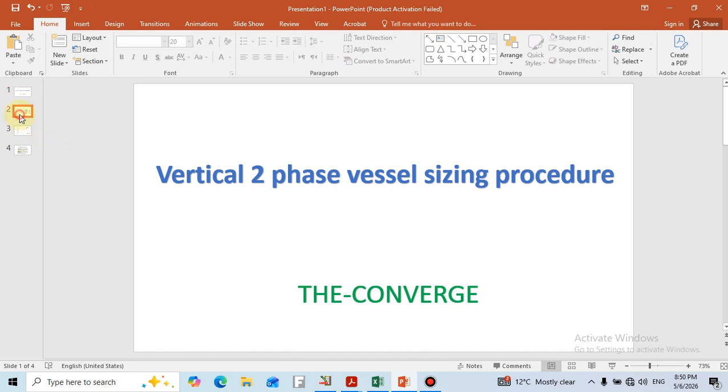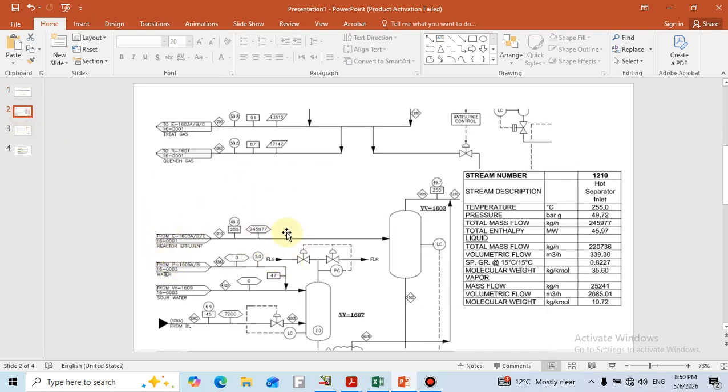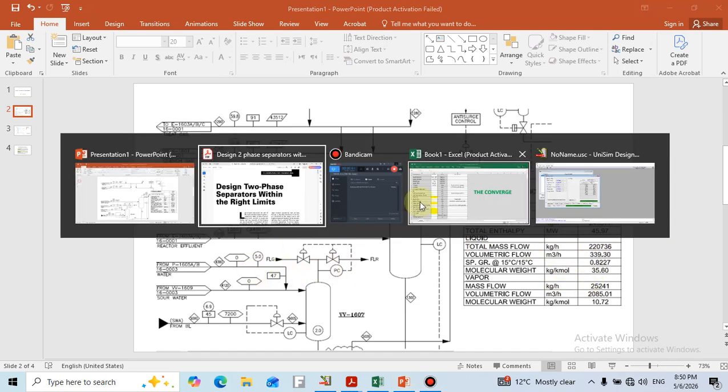In this case, I provide a feed inlet of the gas hydrotreating unit that goes into the vertical vessel, whose thermodynamic conditions are provided in the table on the right-hand side of the window for the liquid and the vapor. Total mass flow and volumetric flow are provided, as you can see, respectively. I inserted these values into the Excel sheet.